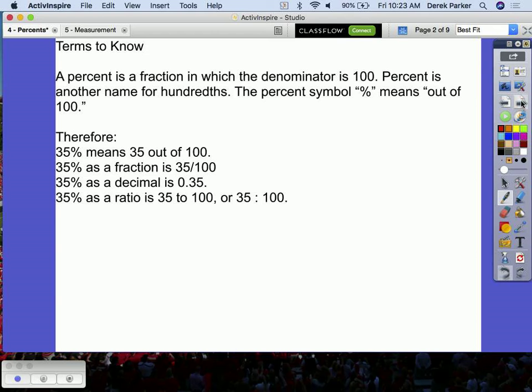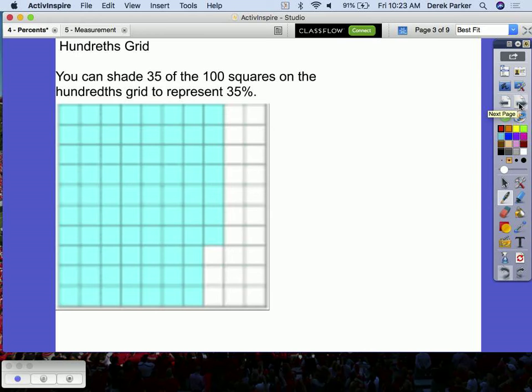35% as a fraction is 35 over 100. 35% as a decimal is 0.35. And 35% as a ratio is 35 to 100. You can also show a percent in a hundredths grid. You can shade 35 out of the 100 squares on the hundredths grid to represent 35%. But of course, that's not what's being shown here. This would be 77%.